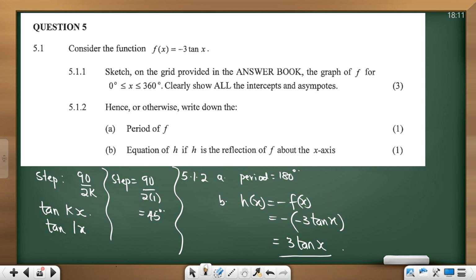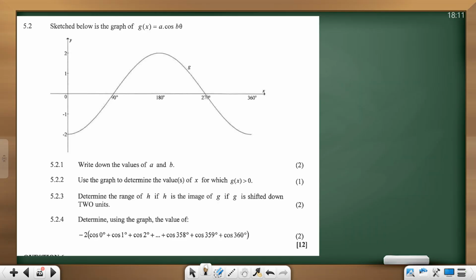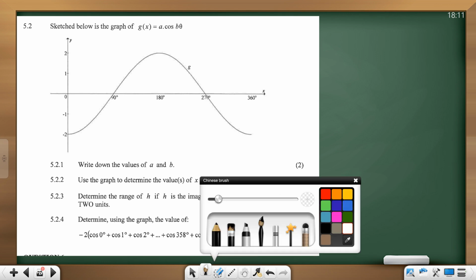Let's look at this. Sketch below is the graph of that. Write down the value of A and B. This graph is A cos BX. How do we get A, by the way?